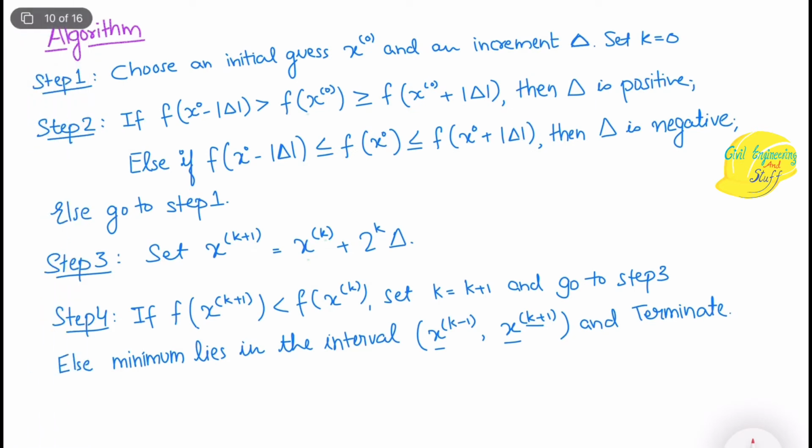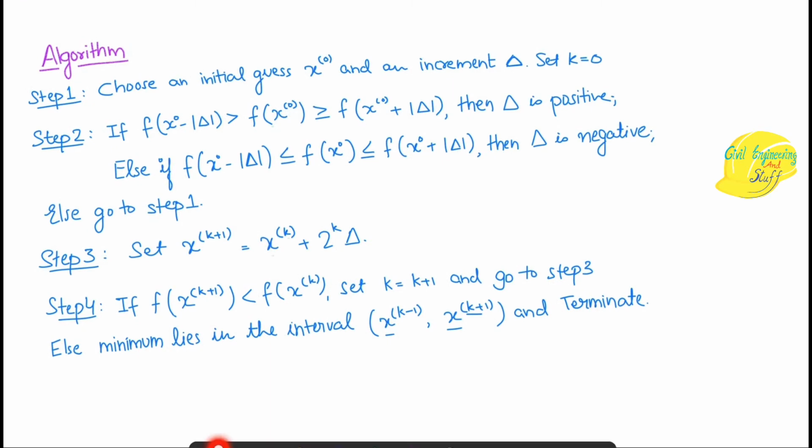So your algorithm is somewhat like this. In the first step, we have to find the initial guess. We take the initial value x naught, and then find the increment with which we will proceed. That increment is delta, and we will set our k value equal to 0. This k is a kind of constant, and it is used to assess the next guess value. So in the first step, we take k to be 0.